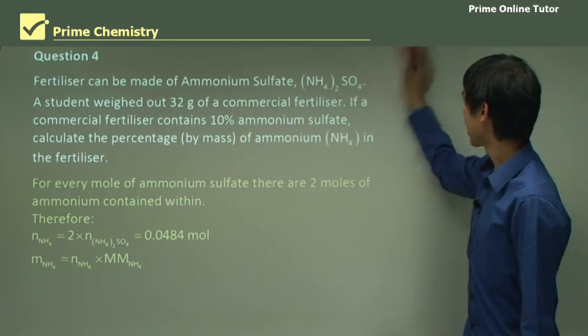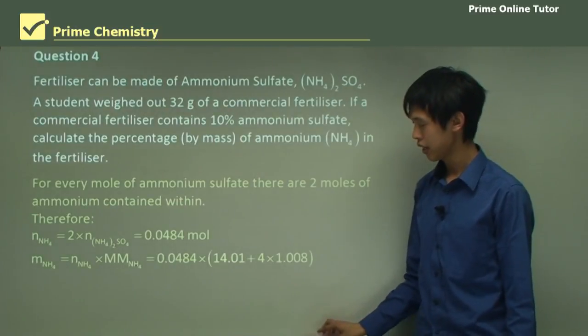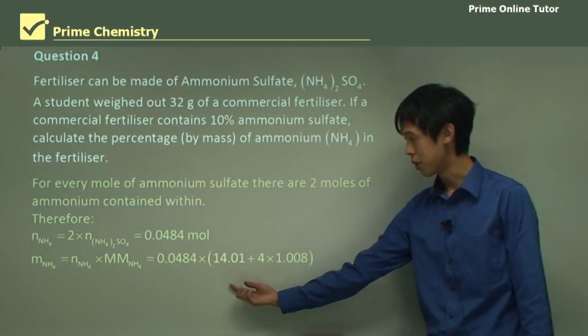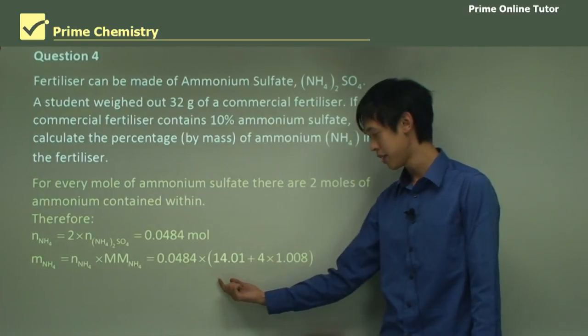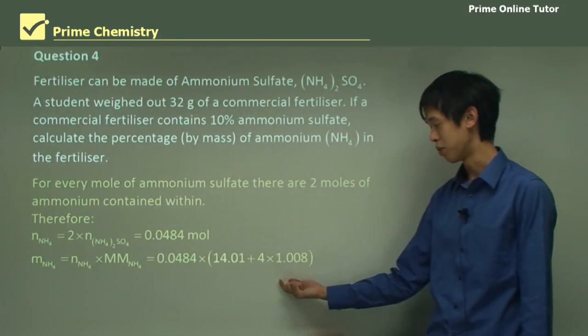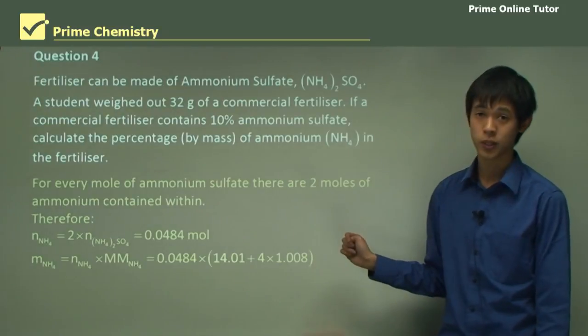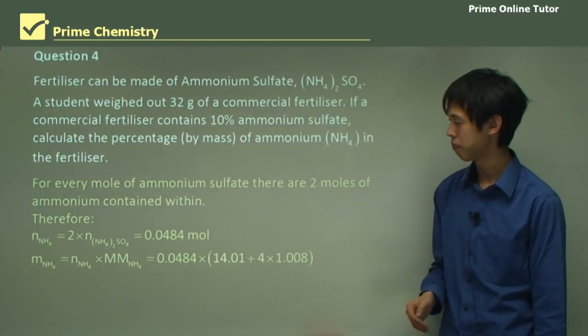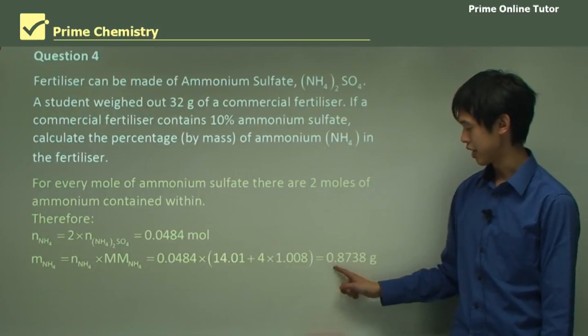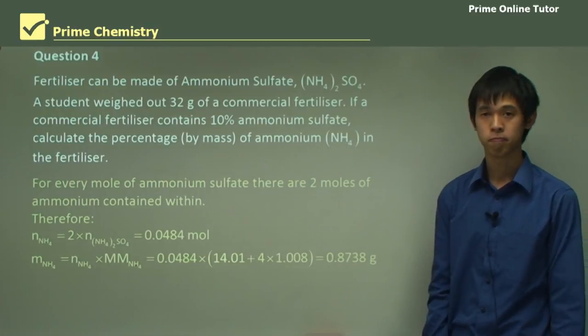So we can say that here's the moles, and here's the molar mass of ammonium, 14.01 times 4 plus 4 times 1.008, because we worked that out in the previous part of the question. And then that gives us 0.8738 grams, right?